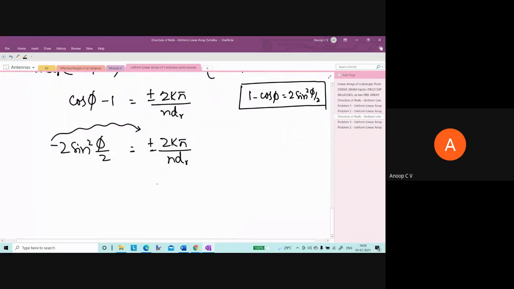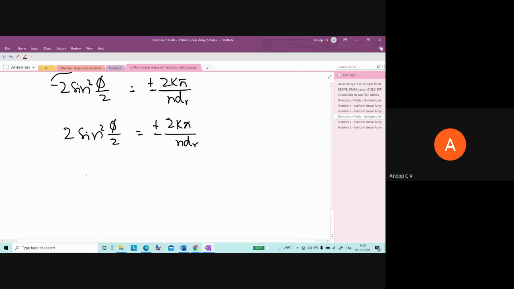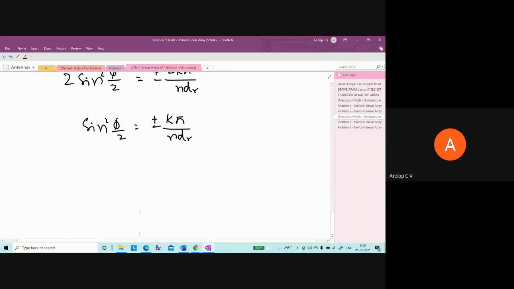So I can write 2 sine square phi by 2 is equal to, again, plus or minus 2k pi divided by n dr. The 2 and 2 will get cancelled, so sine square phi by 2 is plus or minus k pi divided by n dr, and sine phi by 2 will be the root of this. We are not interested in complex numbers. Sine of an angle cannot be a complex number.